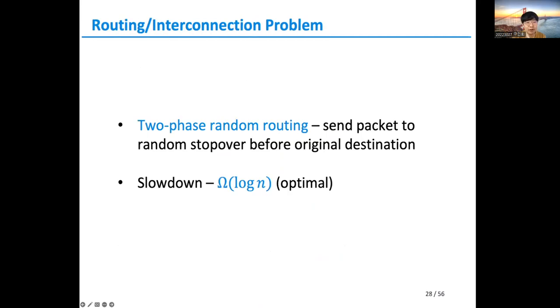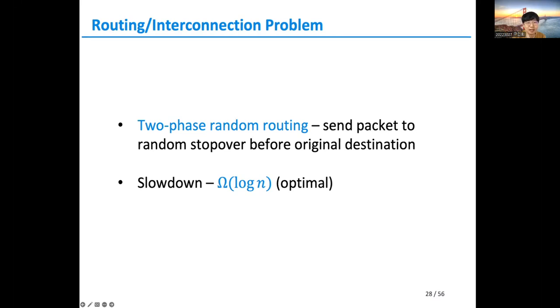The worst case behavior on the routing and interconnection problem happens because of the hotspots, where some networks are more contended than others. In random simulations, this is solved with an interesting approach called two-phase random routing. Two-phase random routing sends each packet from the source location to a random destination and then sends the packet to the original destination from the random destination.